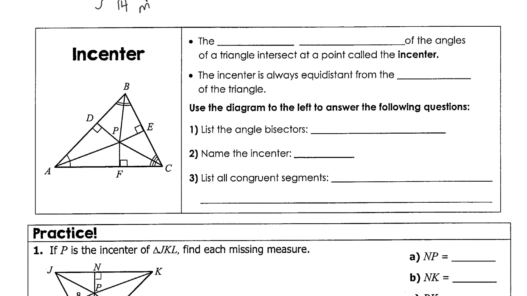Okay, next we're going to talk about incenter. The angle bisectors of the angles of a triangle intersect at a point called the incenter. The incenter is always equidistant from the sides. So my angle bisectors are the ones that make two congruent angles. So I have PA is one, PB is another, and PC is the third one. They all intersect.